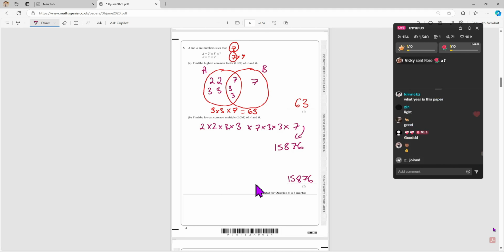So this was the 2023 paper. This was the 2023 paper, okay?